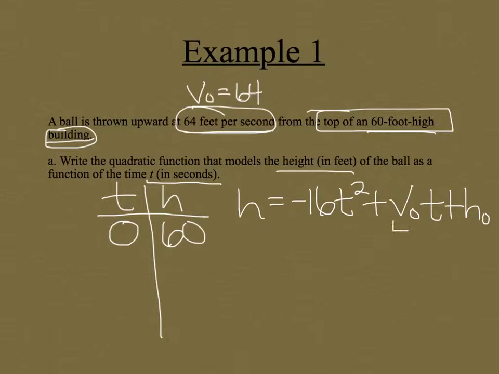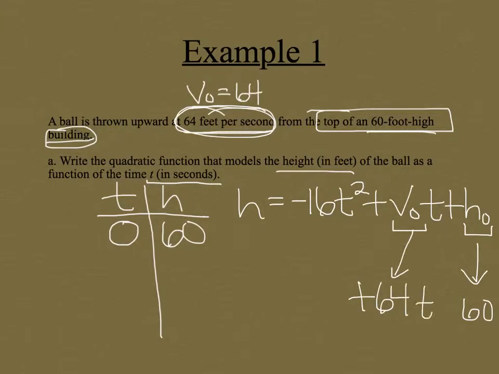And v sub 0 is your initial velocity, and h sub 0 is your initial height. So in this equation, for this situation that we're given, when the ball starts at 60 feet above the ground, the initial height is 60. So I know h sub 0 is 60. I know the initial velocity because it tells me the ball's thrown upward at a rate of 64 feet per second. So the initial velocity is 64, so I'm going to substitute that for v0.